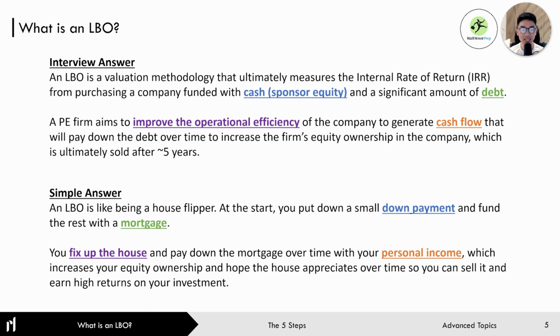So that's a more fancy answer, but a more simple answer is that an LBO is like being a house flipper. At the start, you put down a small down payment, which is like the sponsor equity, and fund the rest with a mortgage, which is like the debt you take on as a PE firm. You then fix up the house, which is similar to improving the operational efficiency of the company. And you pay down the mortgage over time with your personal income, similar to cash flow, which increases your equity ownership, and you hope that the house appreciates over time so you can sell it and earn high returns on your investment in the house.